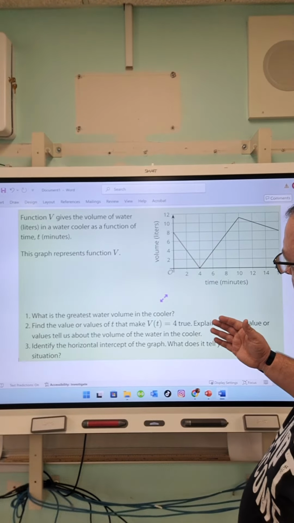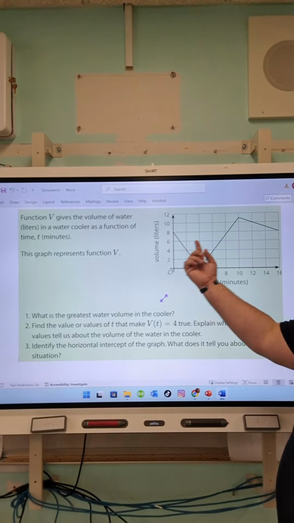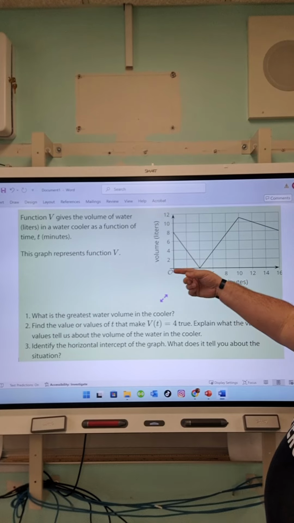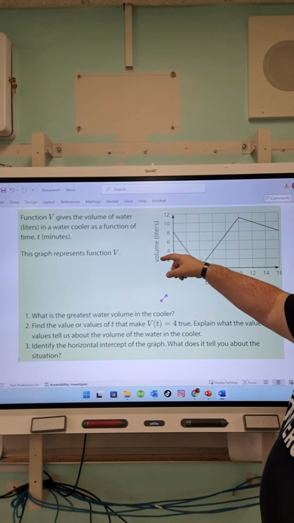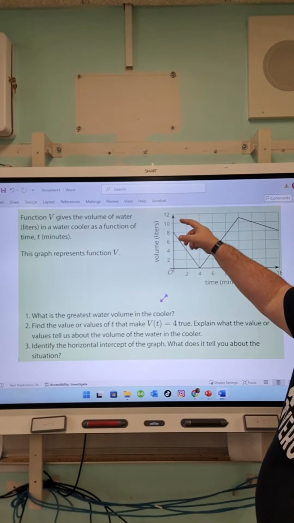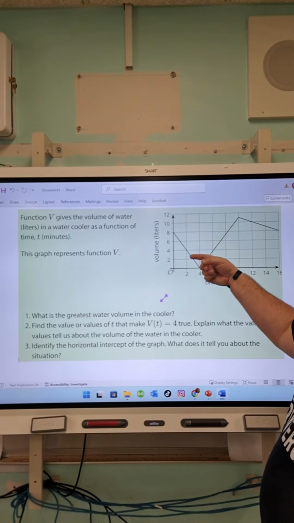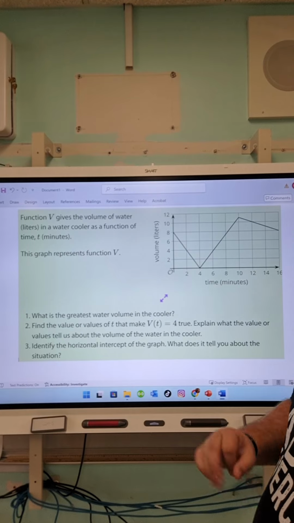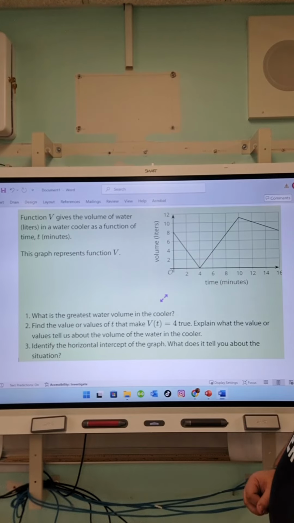So as we're looking at this, when the line moves to the right, our time in minutes is increasing. As our line moves up, the volume in liters is increasing, and as the line moves back down, the volume in liters decreases. So we've got 3 questions to answer here.